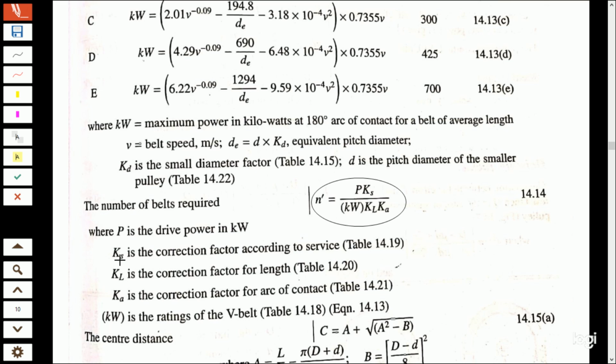Now we have to get the value of Ks, KL and K. These are available in the tables number 14.19, 14.20 and 14.21. This small Kw we have already calculated in the previous step, so that is readily available with you. Now the important calculation we need to carry out is Ks, KL and K. So now let us move on to table number 14.19 and see what values we have to take.